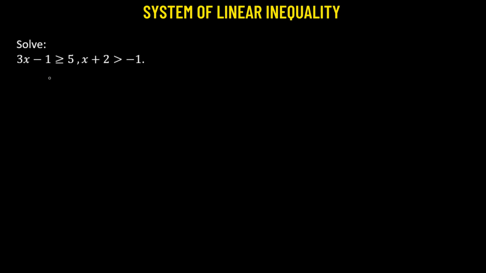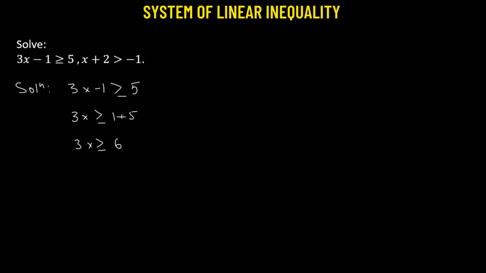...that solve the following system of linear inequality. We'll begin by considering the linear inequality 3x minus 1 is greater than or equal to 5. We'll transpose 1 to the right hand side to get 3x is greater than or equal to 1 plus 5. So we have 3x greater than or equal to 6. Now we want to make the coefficient of x 1. To do that, we'll have to divide both sides by 3.